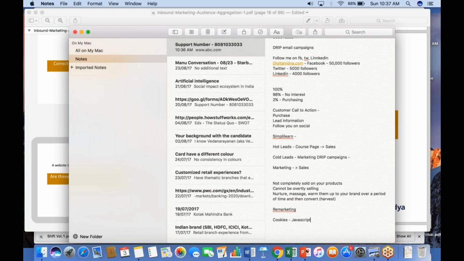So even though you've not dropped lead information on their website, or on Digital Vidya's website, you must have noticed this, right? Once you go to the Digital Vidya website, even if you've not dropped a lead, you see Digital Vidya ads following you wherever you surf on the internet. Those are all remarketing ads. As the name suggests, it's remarketing. You're repeat marketing to the same set of audiences who've already come to your website using cookies.